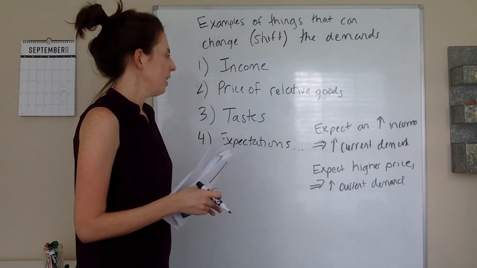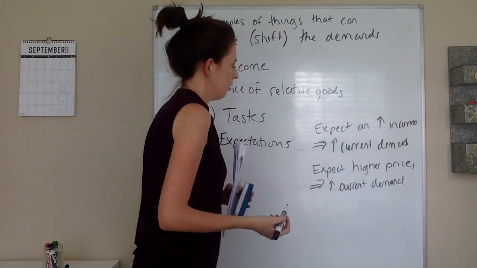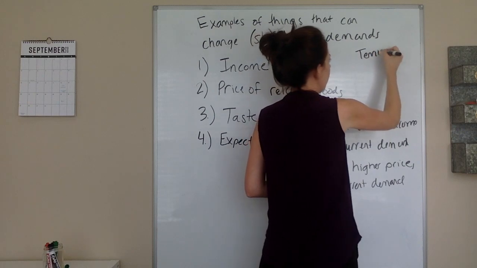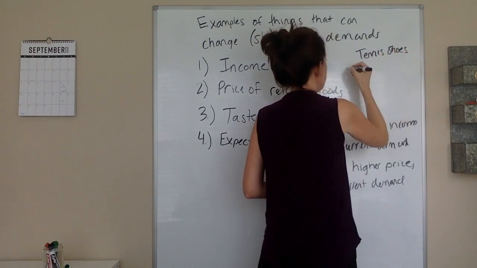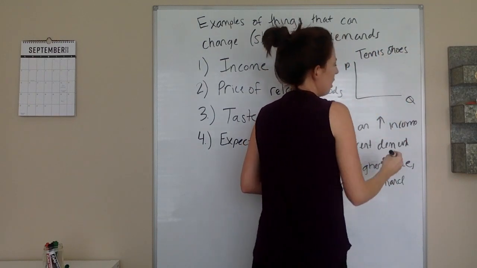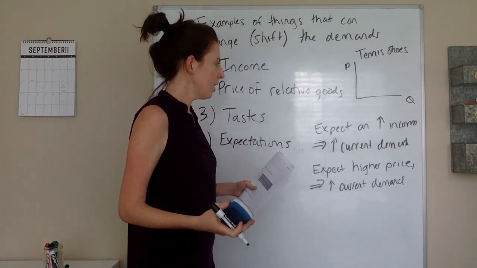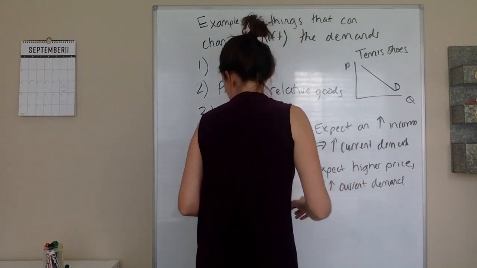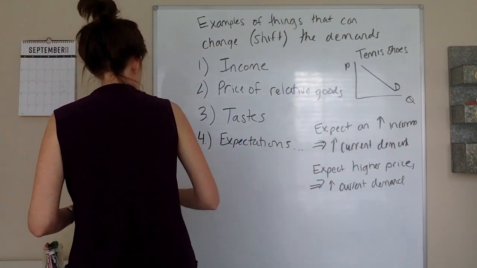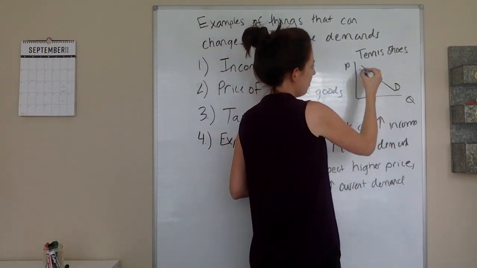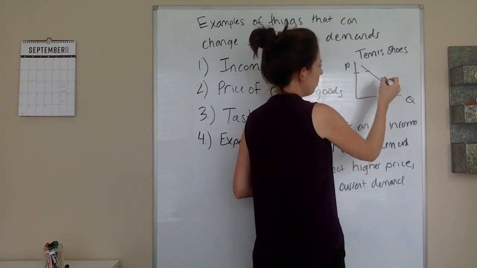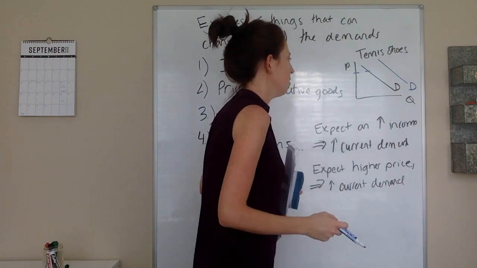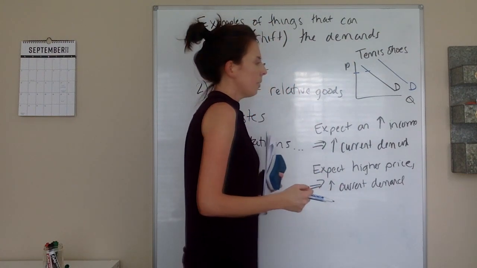So for things like tennis shoes, for example, maybe you got your eye on a really nice pair of running shoes or basketball shoes, and you know next year you're going to be making lots of money. Well, maybe if this is your current demand for tennis shoes, then if you expect to be pretty rich next year, then for any given price point for tennis shoes, you're going to probably buy more of them, and so your demand is going to shift right. Again, it works in reverse.